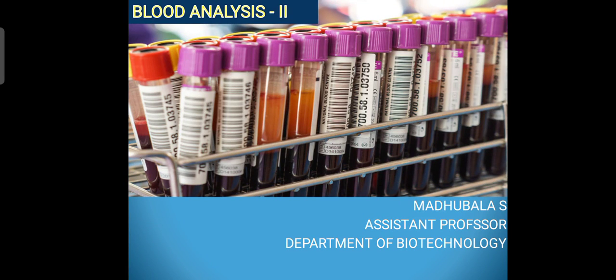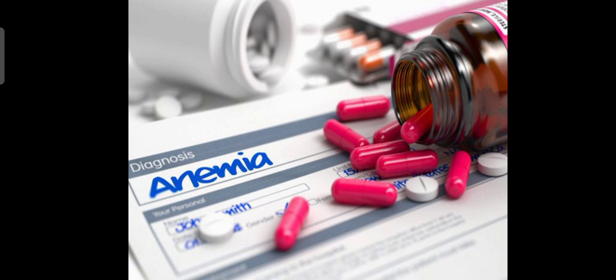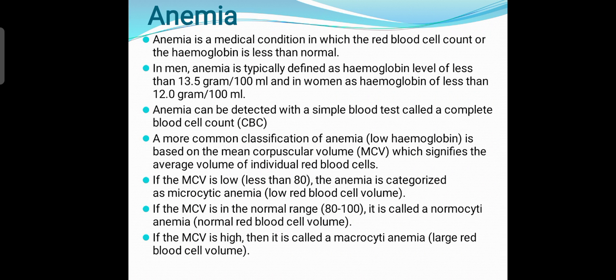Hi everyone, today I am going to talk about blood analysis, and this session mainly focuses on two different diseases which are highly related to blood, that are anemia and leukemia. First one is anemia. It is a condition in which there is a deficiency of red blood cells, or it can be said as low level of hemoglobin.